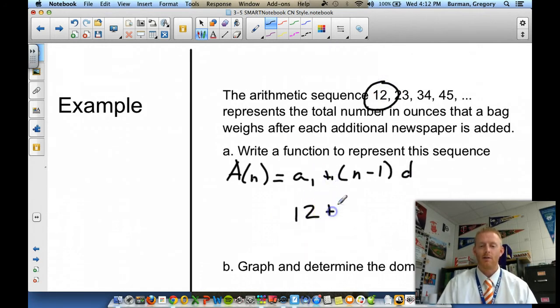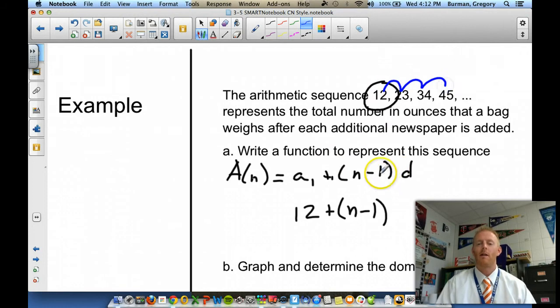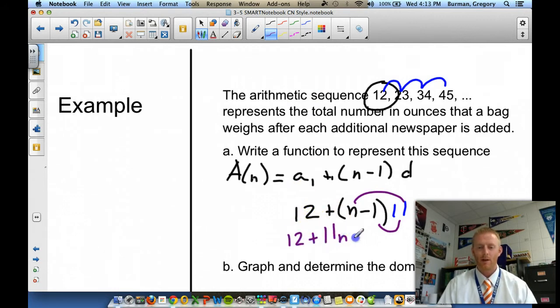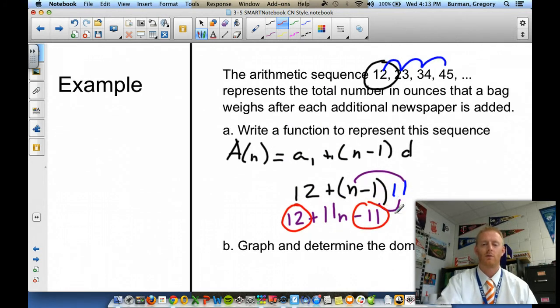We know that the other things stay the way they were except for d, and d is going to be figured by our common difference. Now it looks like we're adding 11 every single time, so we're going to multiply by 11. And of course, to simplify, just like we did before, we are going to distribute that 11. So we have 12 plus 11n minus 11.